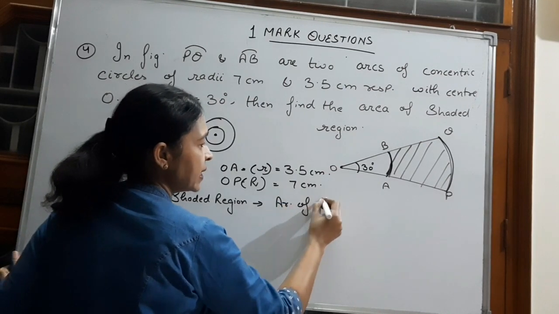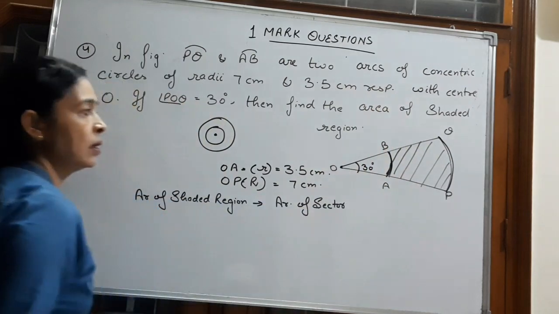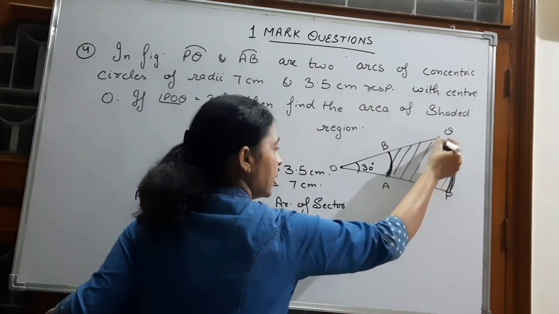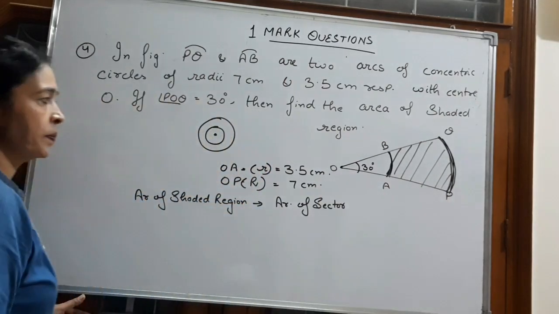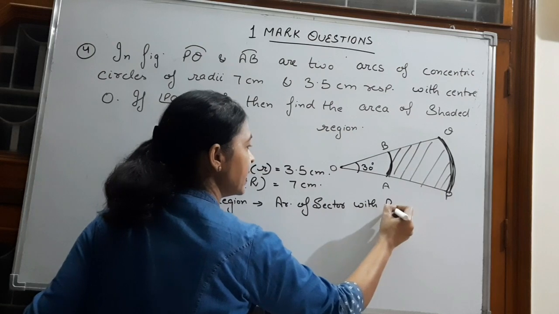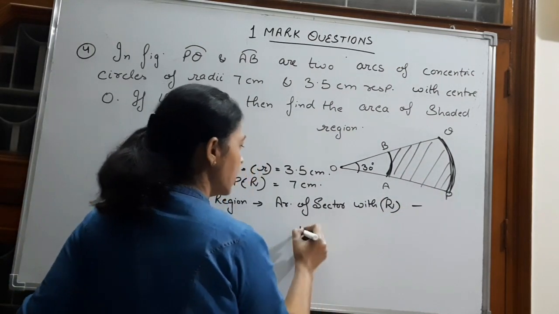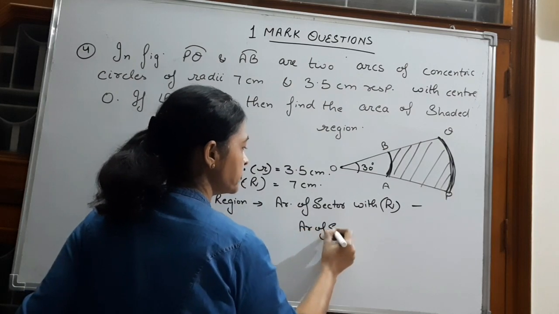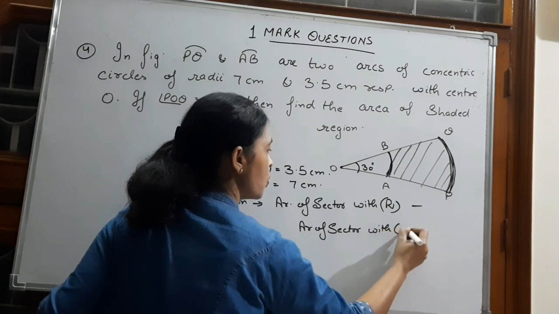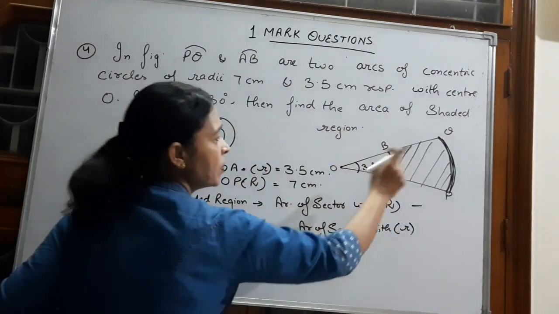Area of sector. It is a sector. It is a part of a circle. This is the boundary of a circle and two radii. Area of sector with capital R, the radius 7, minus area of sector with small r, radius 3.5 centimeters.